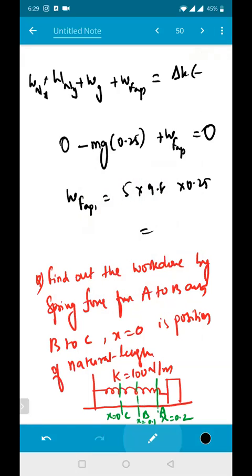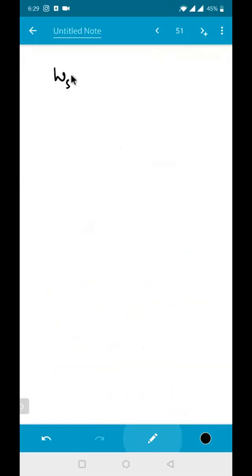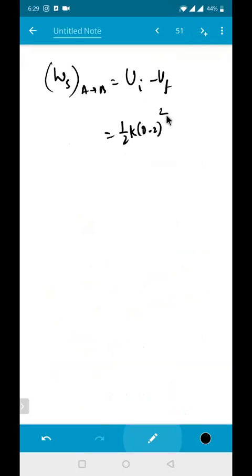Find out the work done by the spring from A to B. Spring constant is being given. Chepayala. Work done by the spring to go from A to B will be what? U initial minus U final. Initial is half into K into 0.2 whole square. Finally, it is half into K into 0.1 whole square.